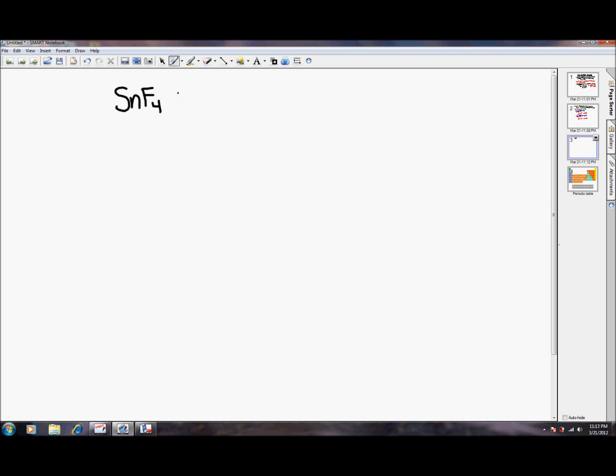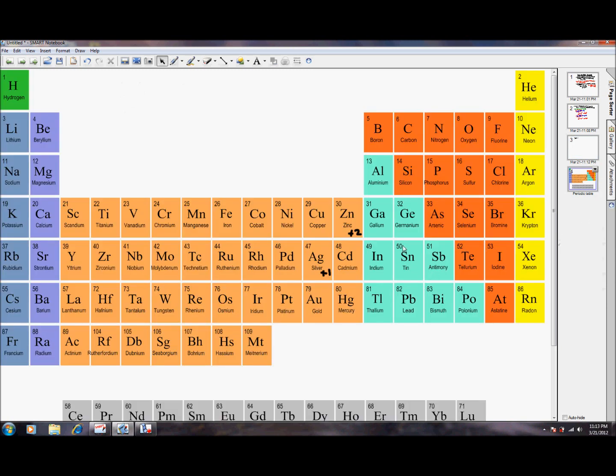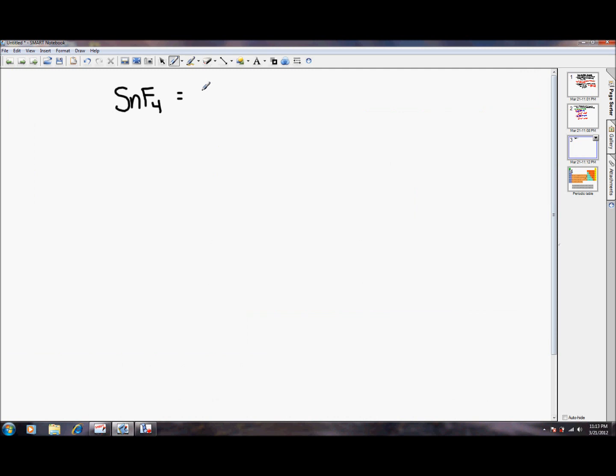How are we going to write the name for this? Well, the metal's still going to come first. We're going to look at the periodic table and say, okay, what's Sn? Look, Sn is right here. Sn is in the carbon family, so that means that Sn is going to have a Roman numeral. Sn is tin, so I'm going to write down the name. I'm going to have to put a Roman numeral inside the parentheses. I'm going to come back to that. Right now I'm going to leave it blank, and I'm going to figure out what the Roman numeral is.